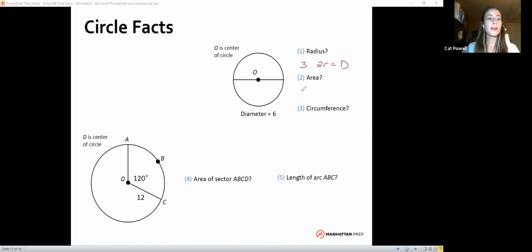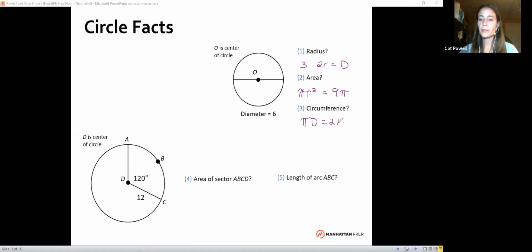Yeah. Be careful. It's pi r squared. So it's going to be 9 pi. Don't want to square the diameter. Cool. And what's the circumference? Yeah, circumference is pi d, or 2 pi r, it's going to be 6 pi.